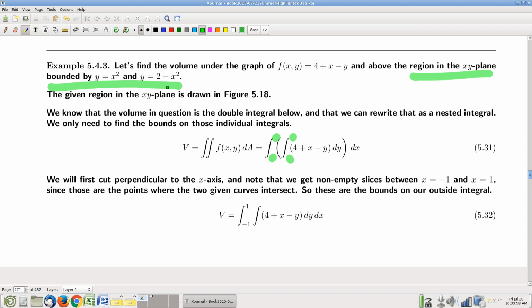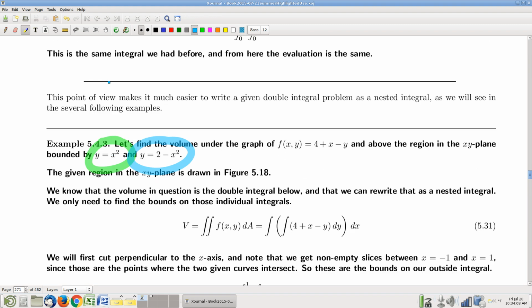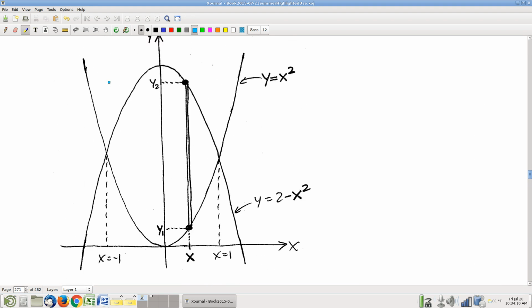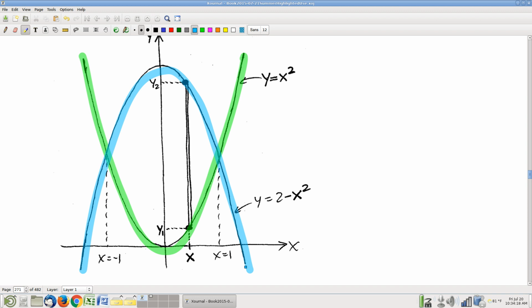Okay, so let's look at these curves. y equals x squared. y equals 2 minus x squared. Okay, here they are. y equals x squared. y equals 2 minus x squared. Now, what we're told is that our domain is the region bounded by these curves.